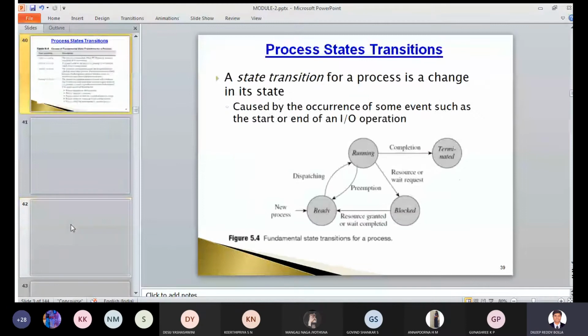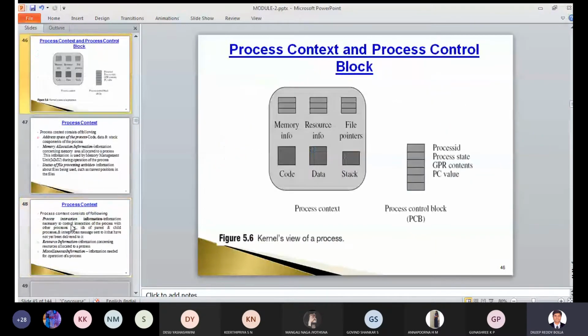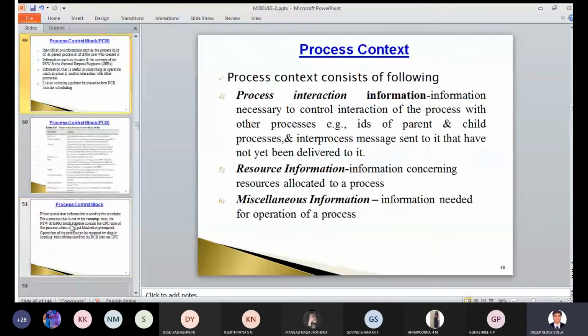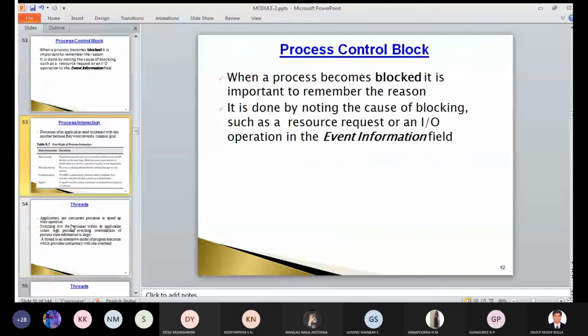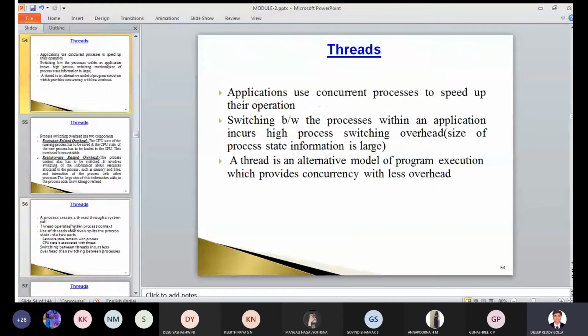Let us see now threads. From threads we will just discuss. Threads we have already seen. As we have seen, what is meant by a thread? So what is thread actually? What is this thread?